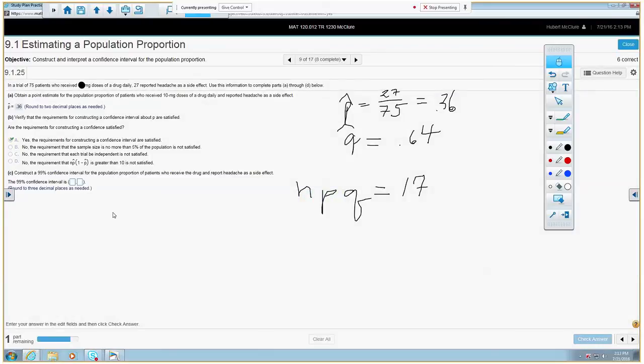I'm going to let y'all do this one. What does it say? Construct a what? 99% confidence level interval, or confidence level, sorry. They want a confidence interval.